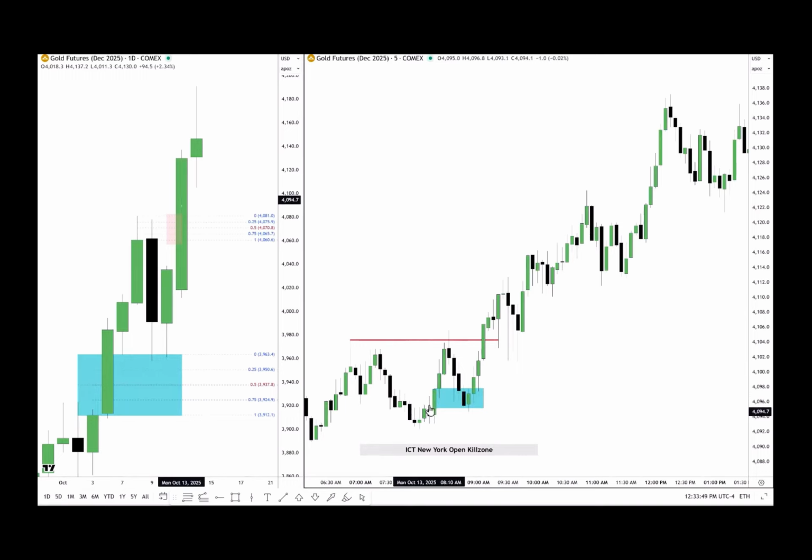order block, rallies up, clears it, and then leaves the body right there. That's officially running the liquidity here.